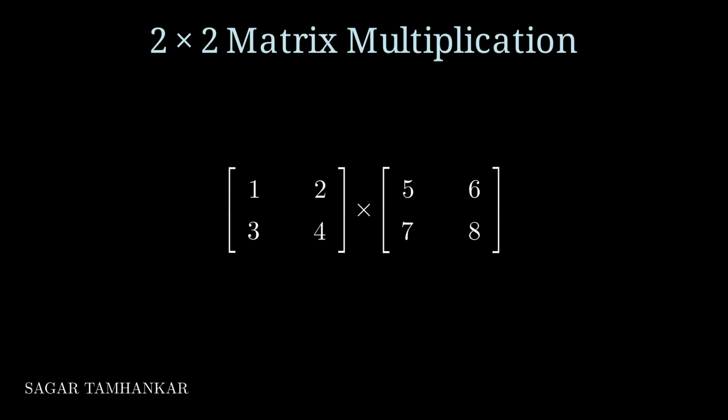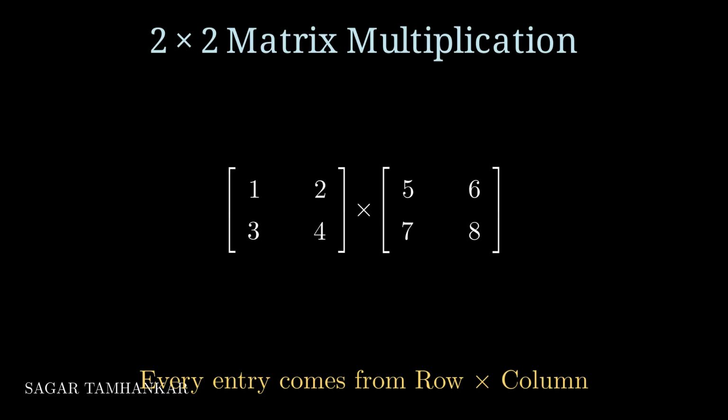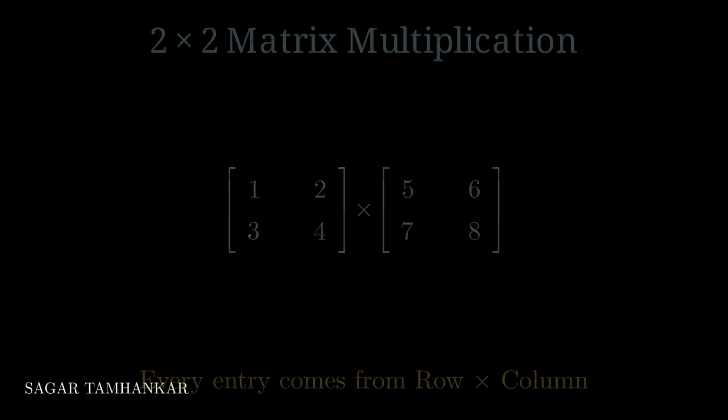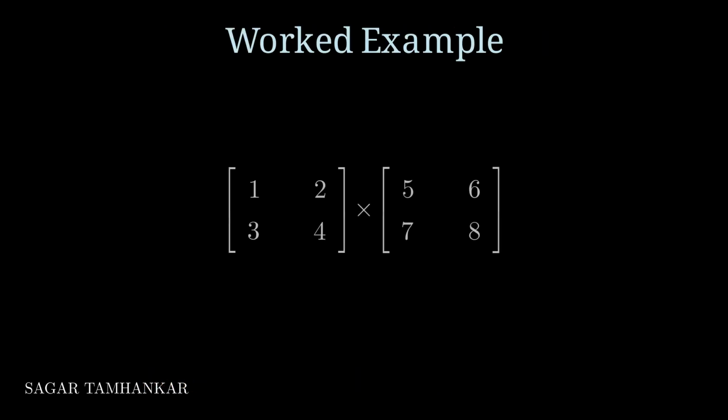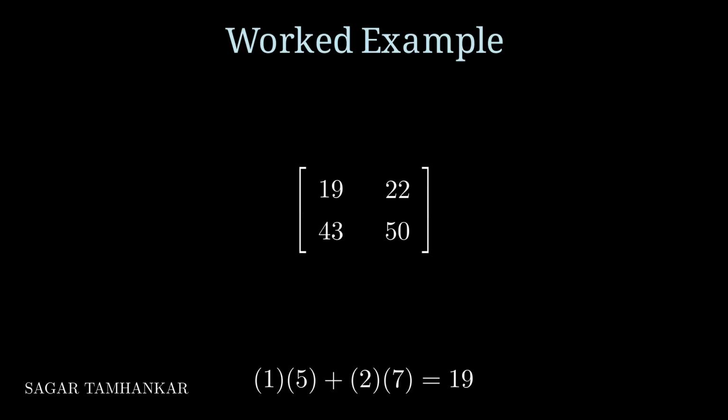To obtain each element of the answer, we multiply a row by a column. Let us find the first entry, first row multiplied by first column. 1 times 5 plus 2 times 7 gives 19. Repeating the process for every row and column pair gives the complete answer.